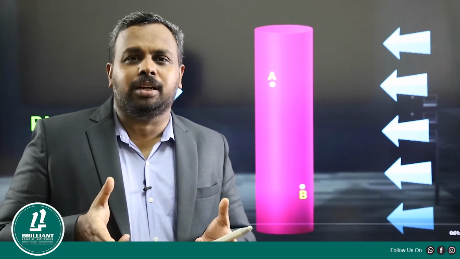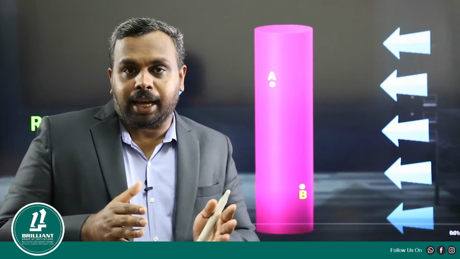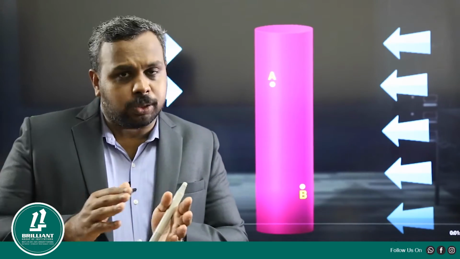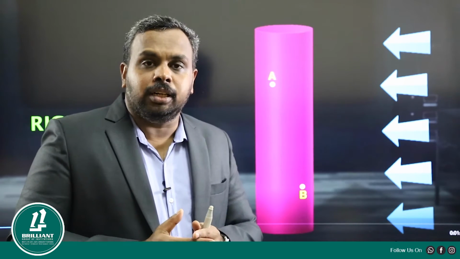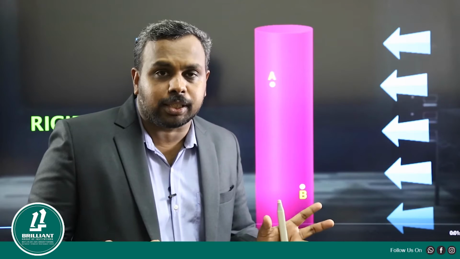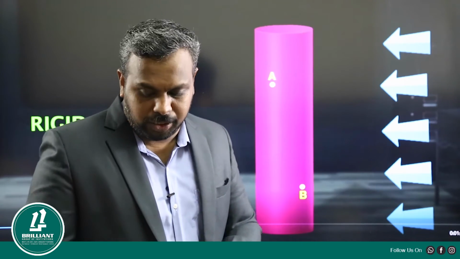So let us try to understand what is the basic difference between translatory motion and rotational motion. Translatory motion means the linear motion and the other is rotational motion. So this is very clear for you. You got an idea about what is a rigid body. Now we are going into the concept of motion of a rigid body.